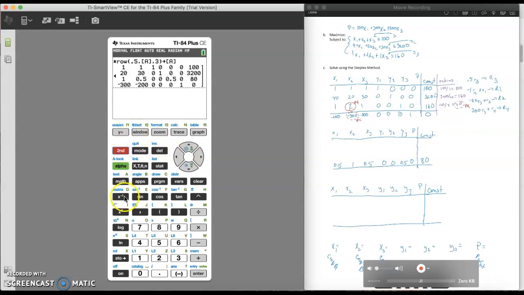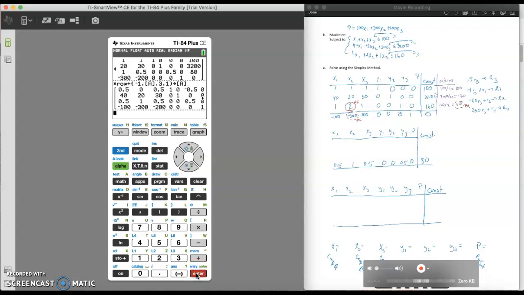Okay, second matrix math again. This time times row plus. We are multiplying by -1 in matrix A. We're doing this to row 3 to change row 1. Store and enter. Okay, so I can now fill in my row 1. My row 1 is 0.5, 0, 0.5, 1, 0, -0.5, 0, and scrolling over, 20.